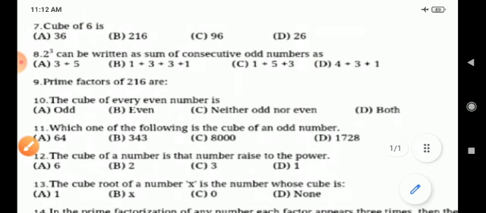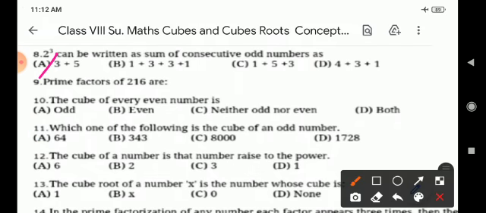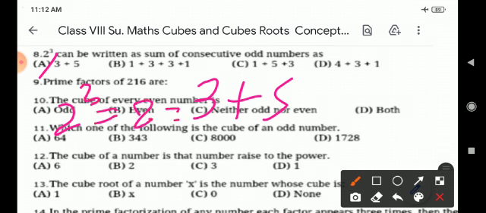Okay children, 8th question. 2 cube can be written as the sum of consecutive odd numbers. 2 cube is equal to 8. Therefore, the value will be 3 plus 5. So 2 cube can be written as the sum of consecutive odd numbers. 3 is an odd number and 5 is an odd number. 3 and 5 are also consecutive odd numbers.